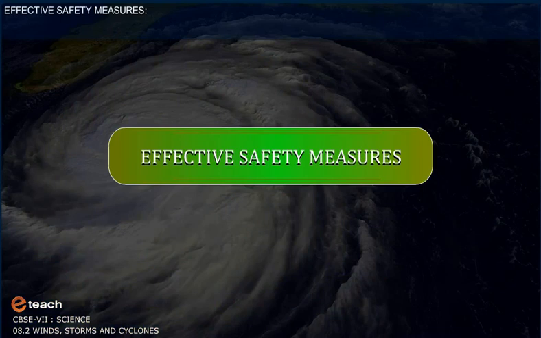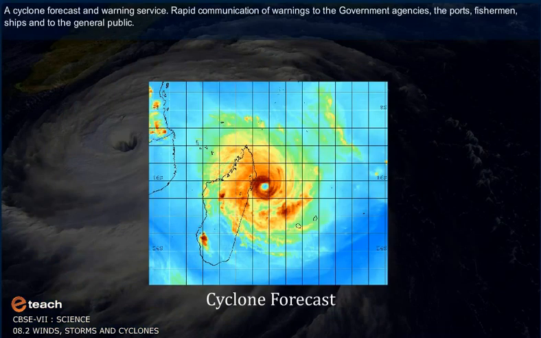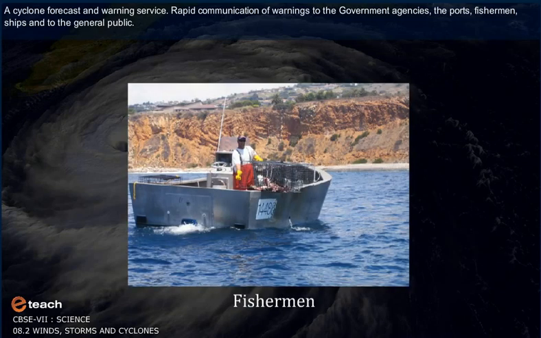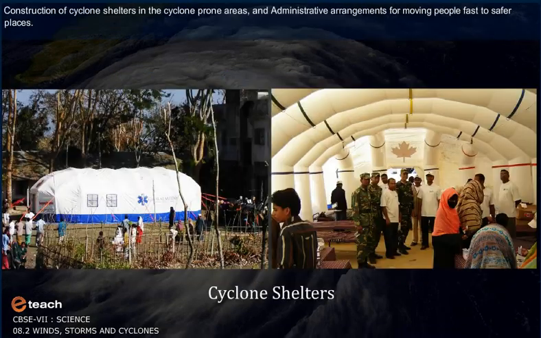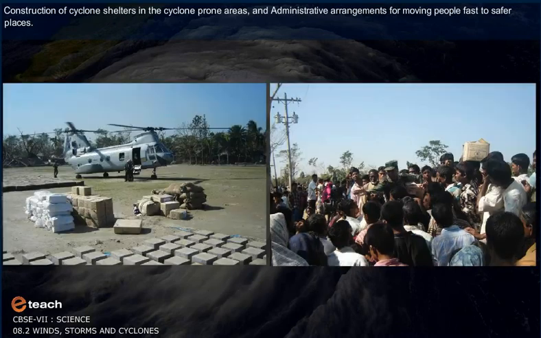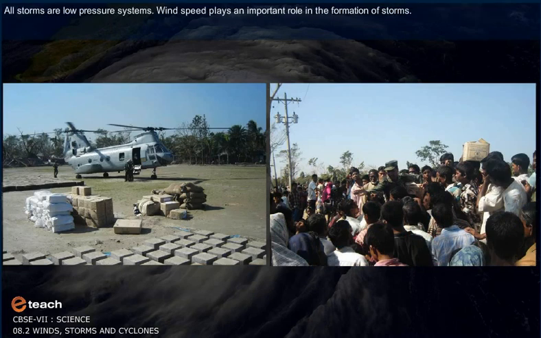Effective safety measures. A cyclone forecast and warning service. Rapid communication of warnings to the government agencies, the ports, fishermen, ships, and to the general public. Construction of cyclone shelters in the cyclone-prone areas and administrative arrangements for moving people fast to safer places.